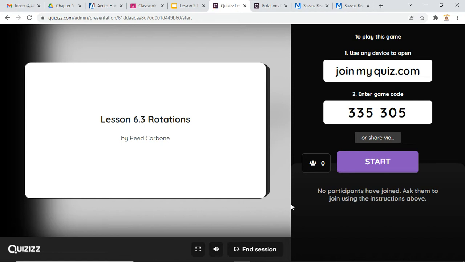And another way you can think about a rotation is like a turn, if you're turning a corner or turning to the left and or right. So let's start off here.